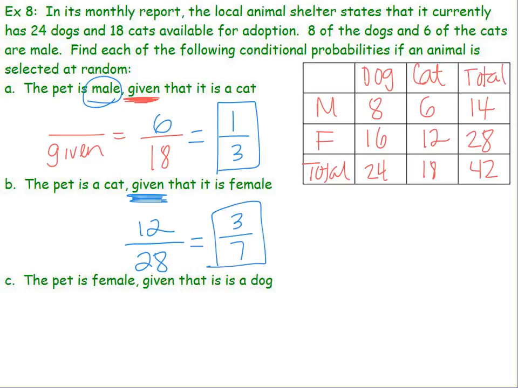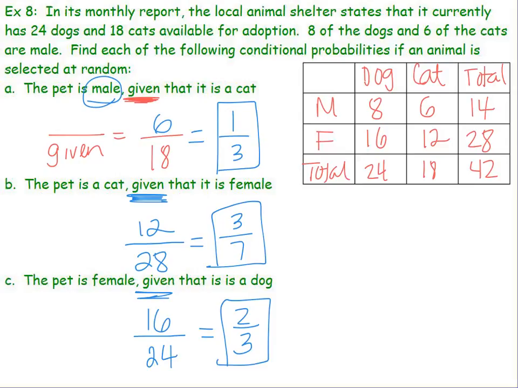We want to find the probability that the pet is a female given that it is a dog. So our given is dogs, so our total dogs are 24. And then our numerator, we're trying to find the probability that we have female dogs. So the number of female dogs is 16. And those are both reducible by 8, which reduces to 2 over 3.